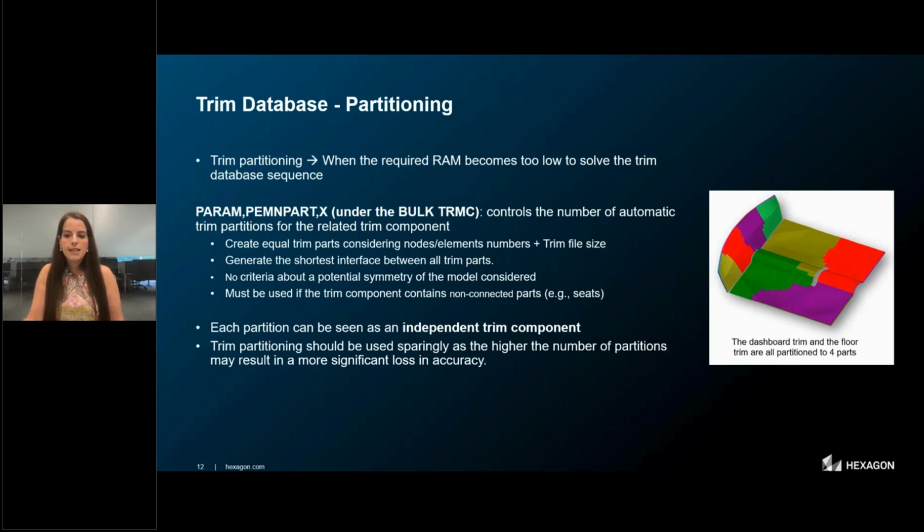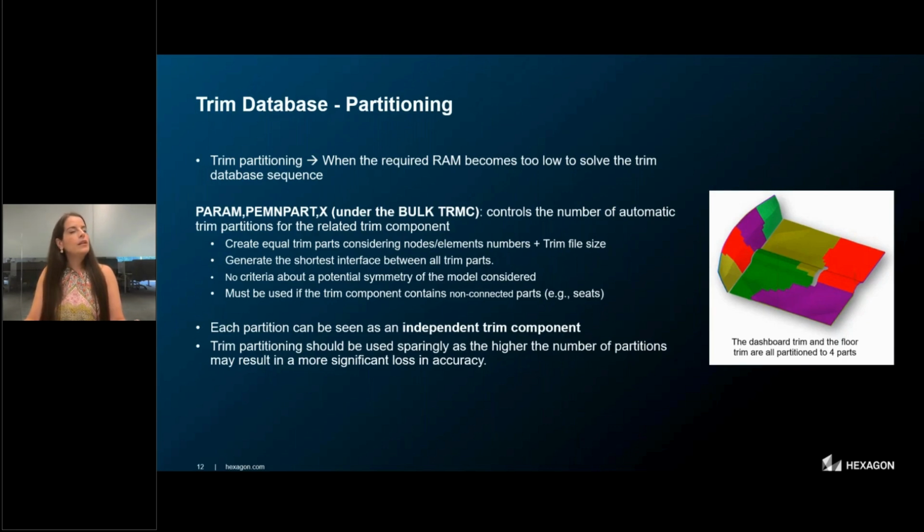and it governs the number of partitions for one specific given trim component. What this process does basically is divide the trim component into equal parts, considering the number of nodes and elements as well as the size of the trim file, in order to generate the shortest possible interface between all the trim parts to optimize the partitioning process. It doesn't take into account any potential symmetry that might be there in the model. And it's extremely useful when we're dealing with non-connected parts, seats within the trim component.